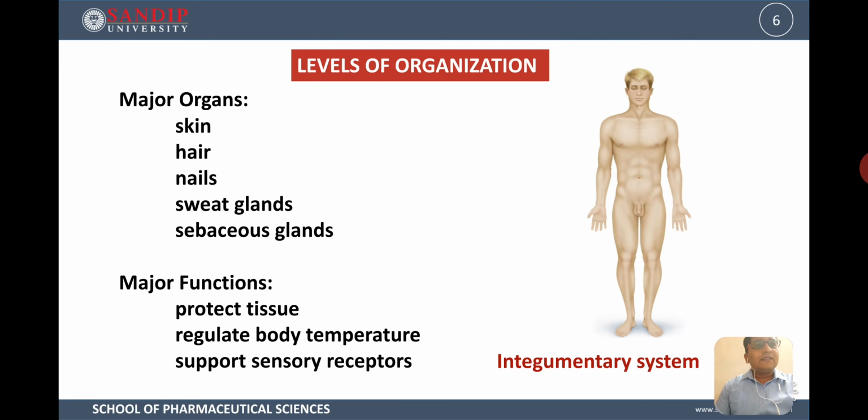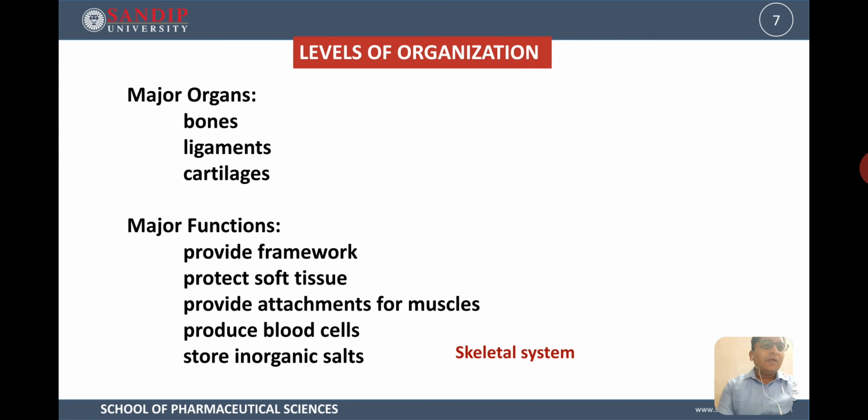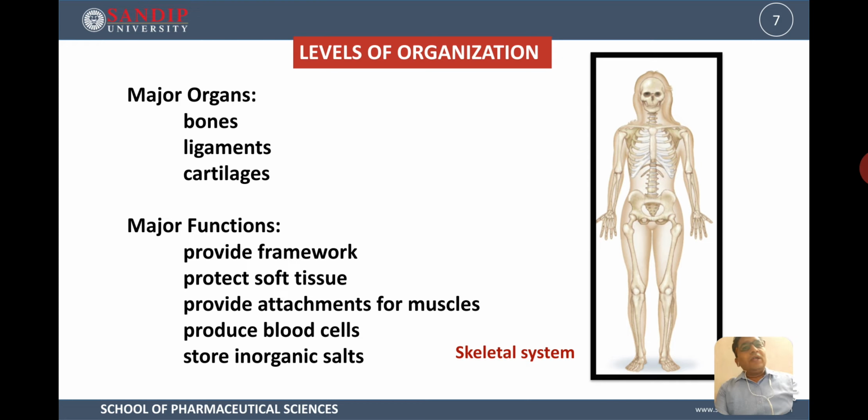Then the second one. The second system is the skeletal system. In the skeletal system, the major organs are bones, ligaments, and cartilage. With the help of the skeletal system, our body gets its frame. Secondly, it protects the soft tissues. Then it provides attachment for the muscles. So whatever bending, stretching, walking we do is because of the attachment of the muscles. Then, most importantly, it produces the blood cells.